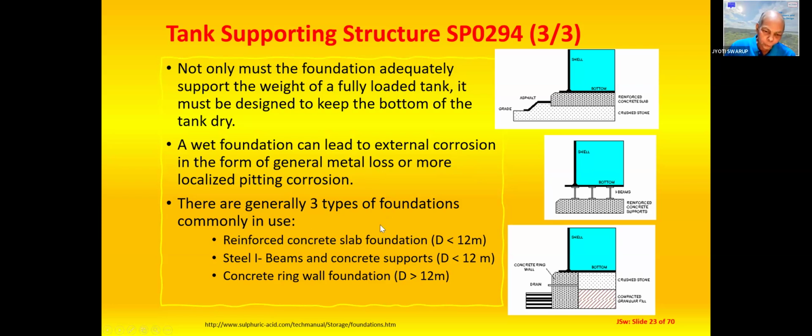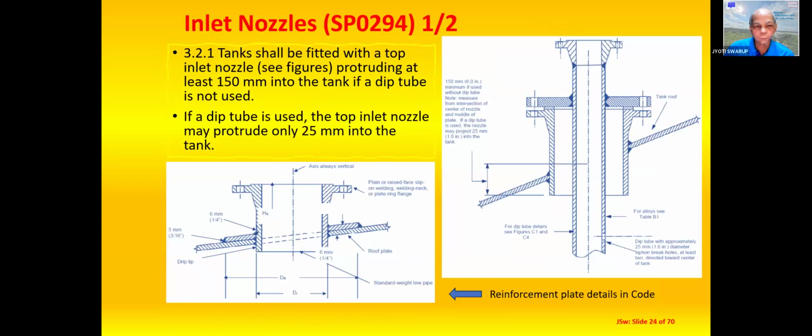There are generally three types of foundations commonly in use. Reinforced concrete slab foundation, which is the top figure that you can see here. The other is steel I-beams and concrete support. Third is concrete ring wall foundation. For large tanks, we can use ring wall foundation, and we will have to have methods of monitoring the leakages below the tank. So these are three different types of foundations which are possible.